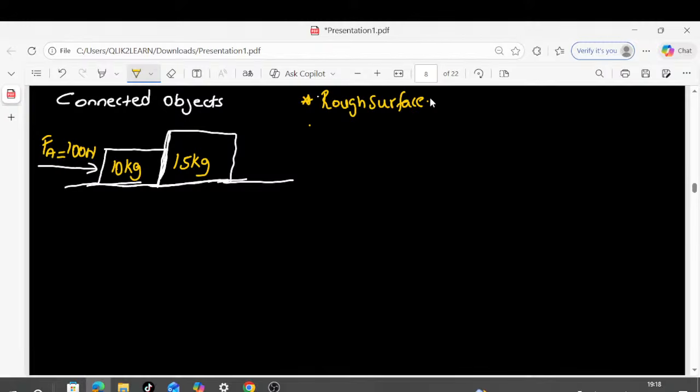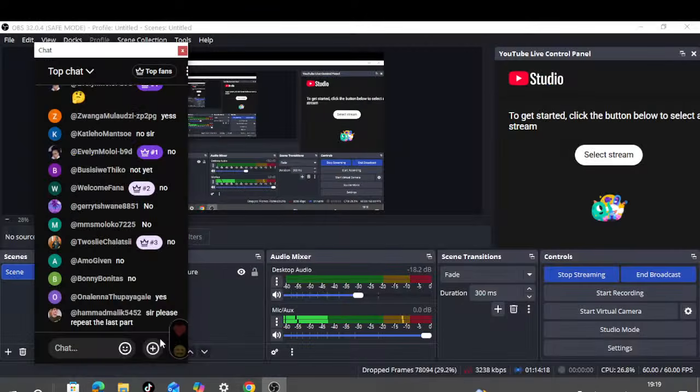The 10 kg block experiences a frictional force of 7 newtons. I'm going to write it here: the 10 kg block has frictional force Fk, the frictional force of 7 newtons. I hope everyone is with me on that. Are you still with me? Sir, please repeat the last part. You want me to repeat the last part?